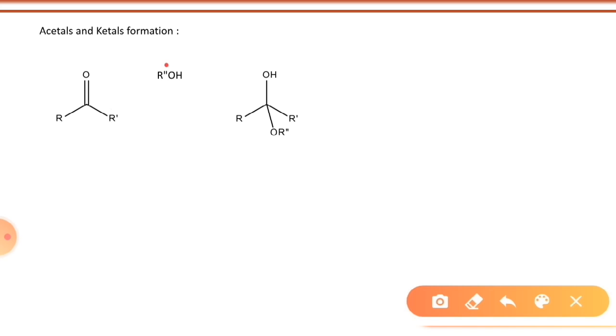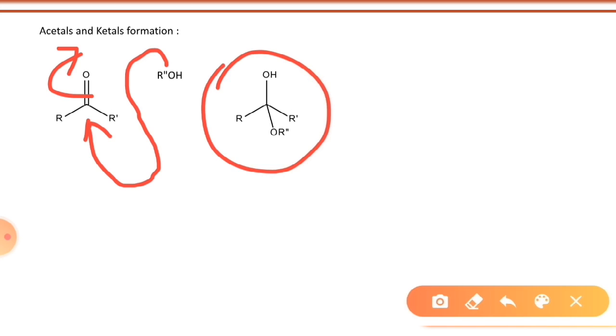Now I will go for acetal and ketal formation. For acetal and ketal formation, we need an alcohol in a medium, and here ketone or aldehyde is present, and then that alcohol, similarly the lone pair of oxygen will attack the carbonyl carbon, and that double bond will open and O negative will form. That O negative will take an H plus from medium, and then this compound will form.